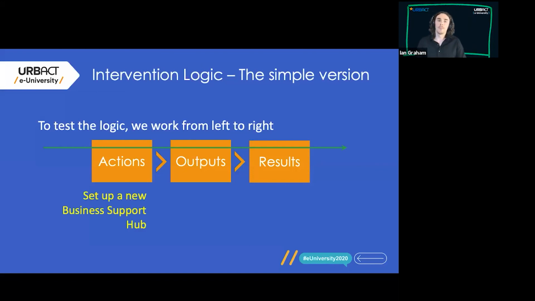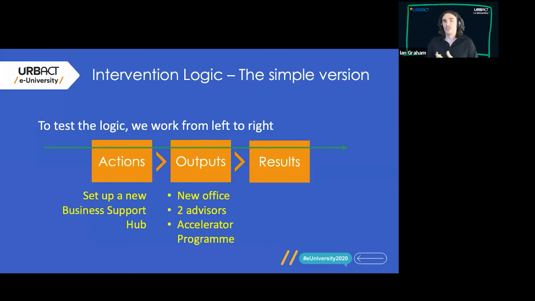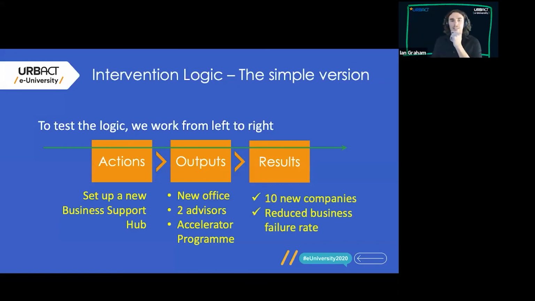as a simple example, for the sake of argument, we had an action that was setting up a new business support hub. Some of the outputs we might have as part of that plan might be to create a new office, either to build a new office or to refurbish one, to train and recruit 2 business advisors to work in there, and to commission and deliver a business accelerator program around that as well. And the results from that might be that you're aiming to get 10 new companies established and also to reduce the rate of business failure within the city through that support program.